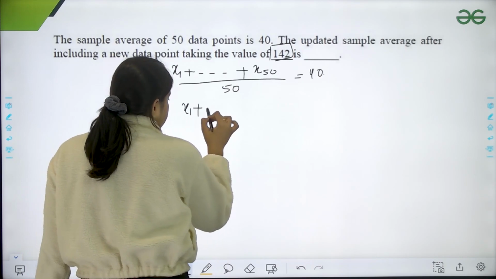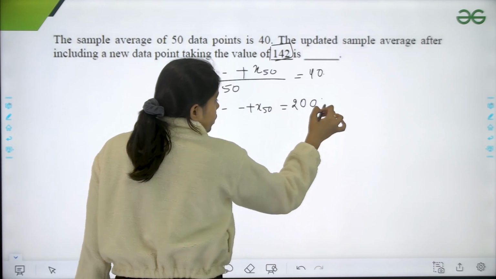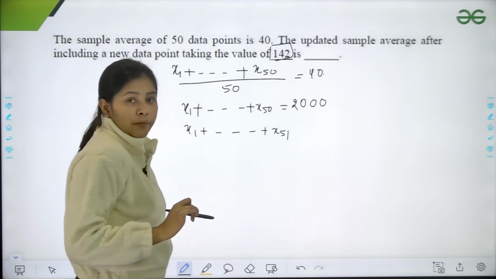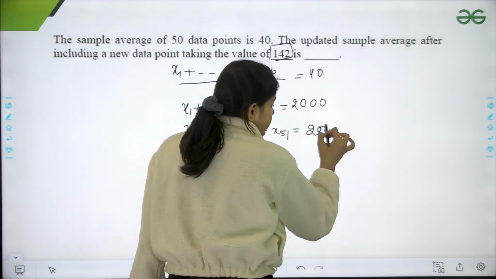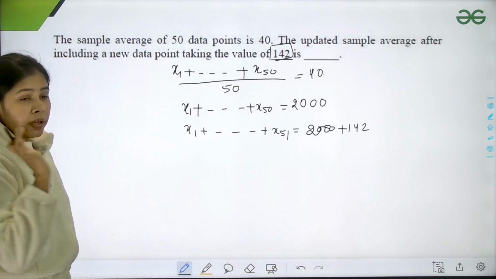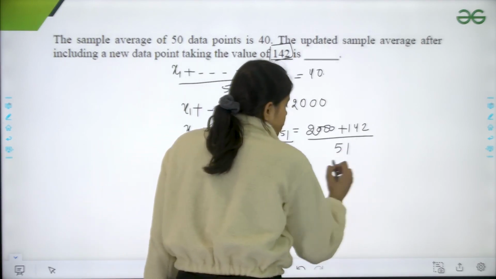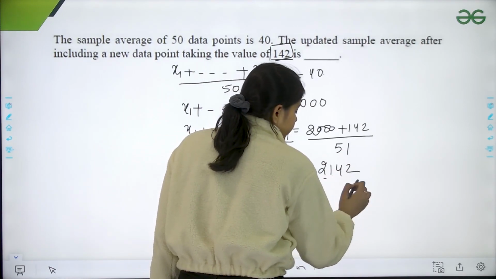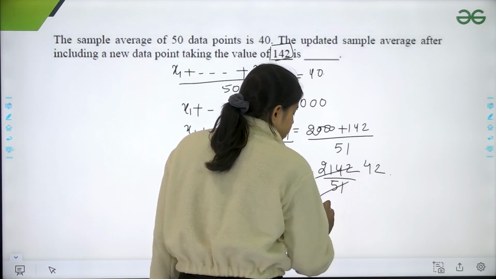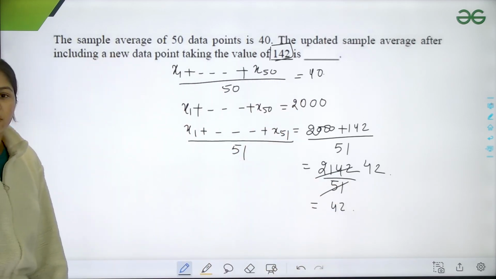So what I can do, x1 plus x2 plus ... plus x50 is equal to 2000, and I have added a new number. That new number would be x51, and it would become 2000 plus 142, right? And they asked me to find out an average, right? So what would I do to find out an average? I'll divide it by 51. So it would become 2142 divided by 51. If I cancel out 4 and 2, okay, so it would become 42, right? So here the updated sample average is 42.